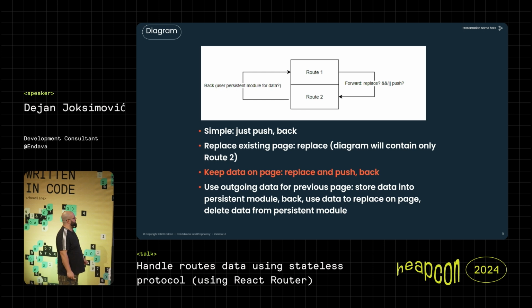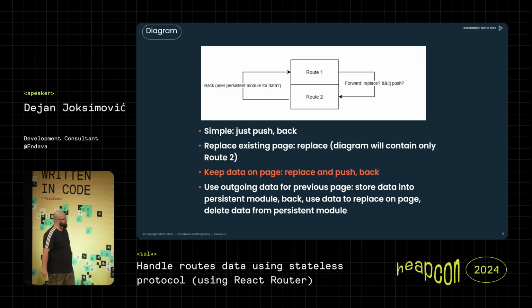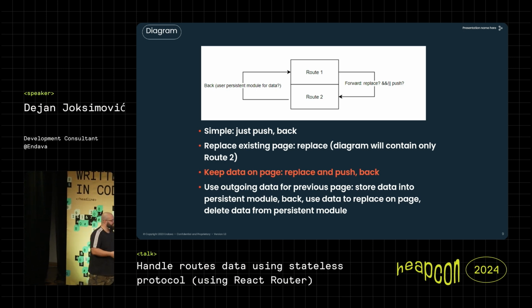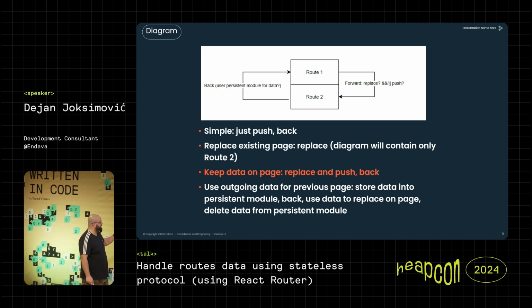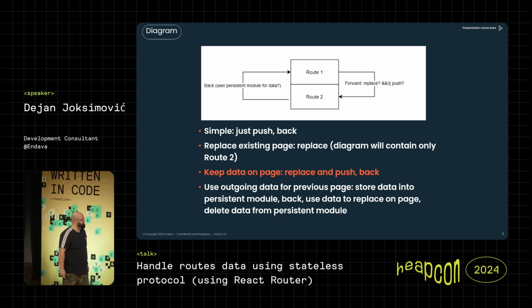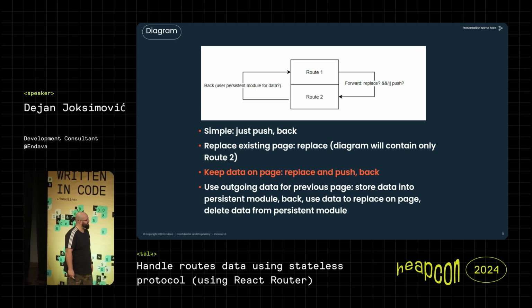Yes, we have another one. This is, let's say, the complex one. Use outgoing data for previous page. We store data into persistent module. We hit back. We use that data to replace on page, and we need to delete data from persistent module. Otherwise, it's simply we don't respect the rules.